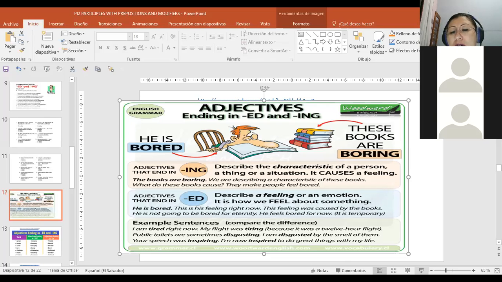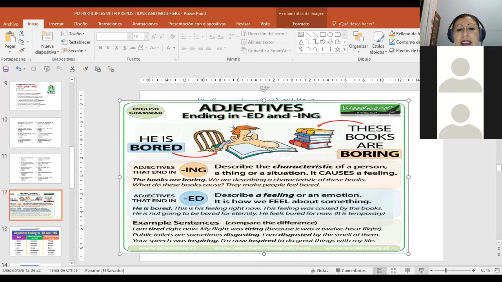This feeling was caused by the books. Este sentimiento fue causado por los libros. He is not going to be bored for eternity. Él no va a estar aburrido por la eternidad. He feels bored for now. Él se siente aburrido por ahora. It's temporary. O sea, es una situación, es un sentimiento que es muy temporal.